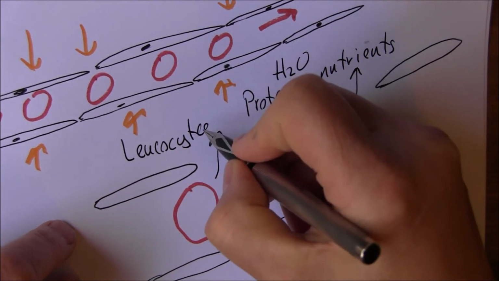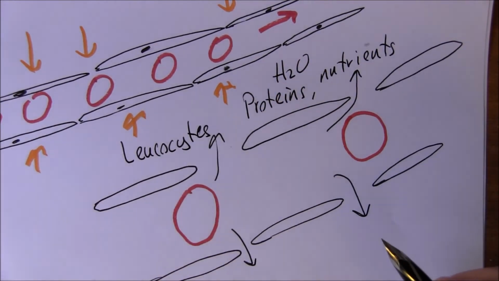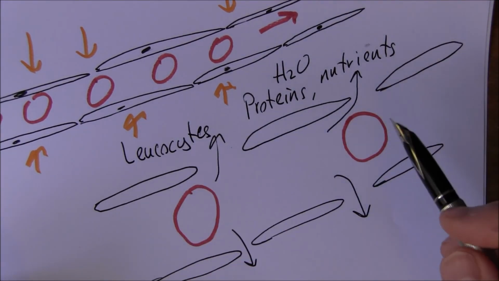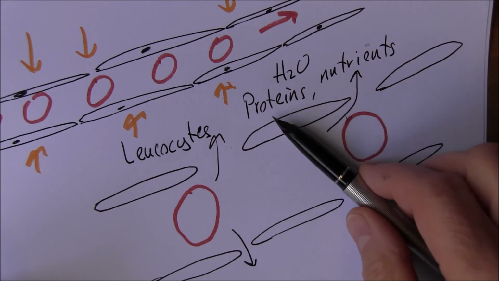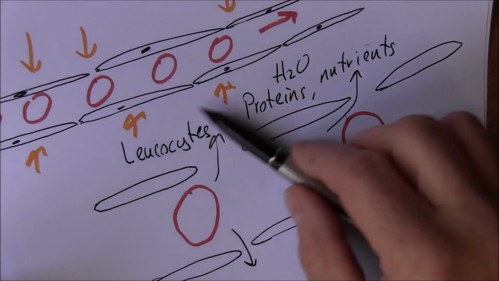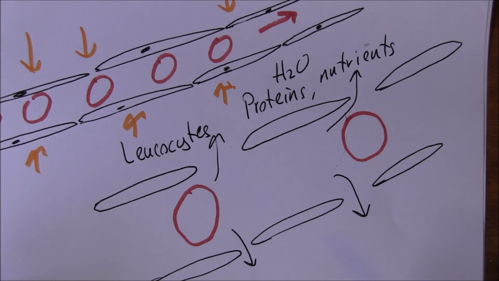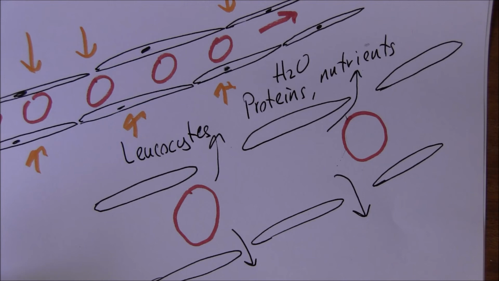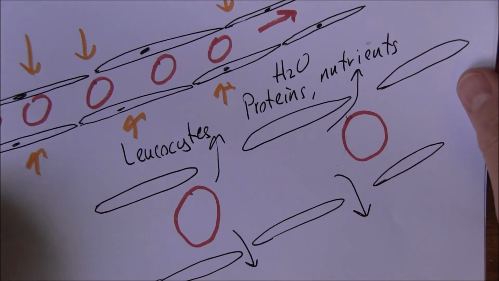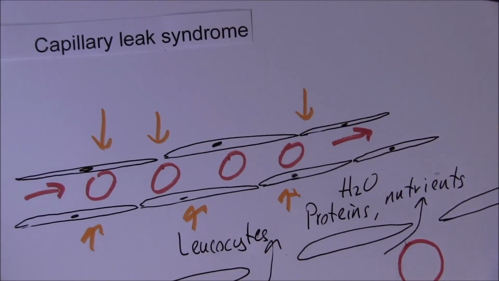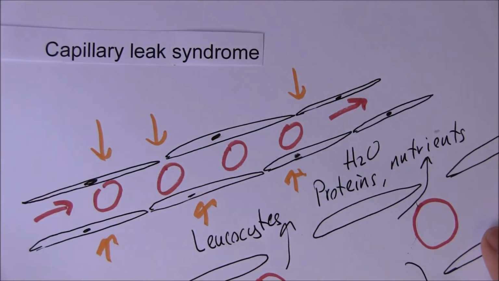Vital, of course, to the protection of the body from infection. So it's a good thing because all these useful things get out. We need proteins, we need nutrients, we need water, we need leukocytes to help with the healing process. So that's good. That causes inflammatory exudate. But this is called capillary leak syndrome, that these capillaries become leaky.